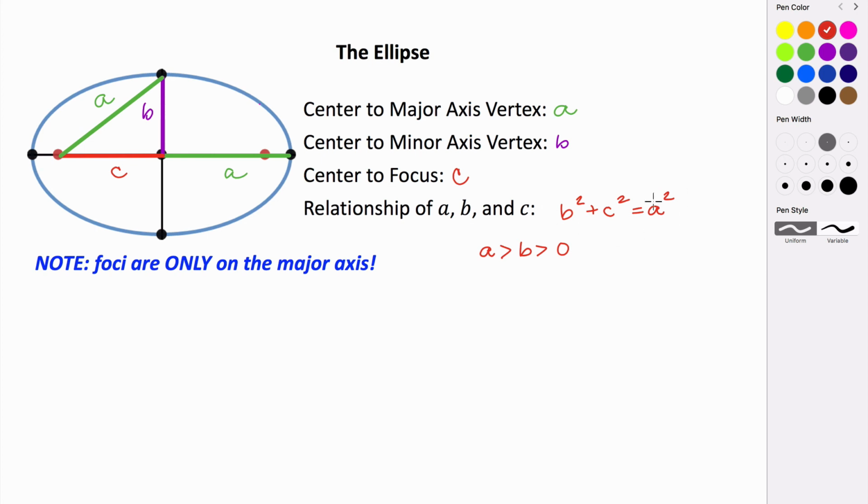We can manipulate this equation as much as we need. If we know the length from the center to the minor axis vertex and the length from the center to the major axis vertex, we can find C by subtracting B squared on both sides. Depending on what we know, we can subtract the ones that we need in order to help us find the different measures.